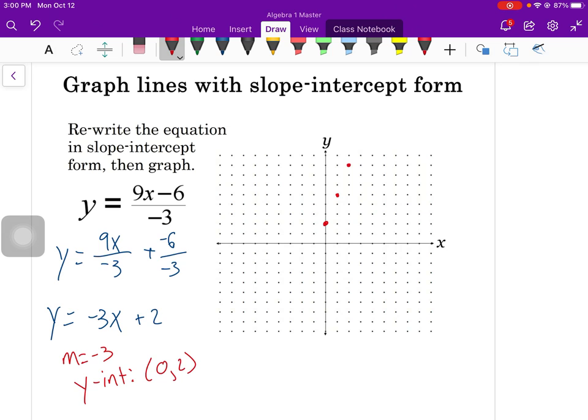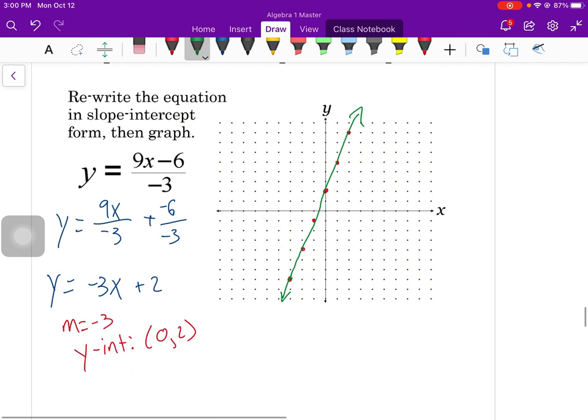So up 3, right 1. Up 3, right 1. Or could have gone down 3, left 1. Quite a few more times. Make sure you get those arrows.